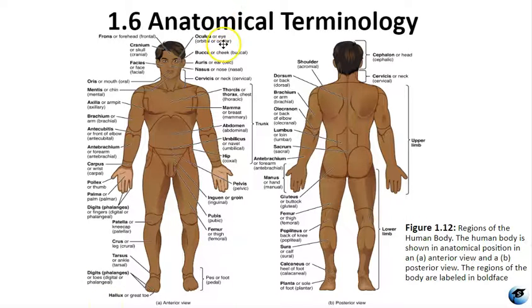Going back up to the top, you have the oculus, bucca, auris, nasus, cervicis, thorax, mammo, abdomen, umbilicus, hip, pelvis, groin, pubis, femur, and pes or pedal. In the posterior view, some of these are going to be repeating, but you have the cephalon, the cervicis, upper limb, lower limb, shoulder, dorsum, brachium, olecranon, lumbus, sacrum, antebrachium, manus, gluteus, femur, popliteus, sura, calcaneus, and planta.